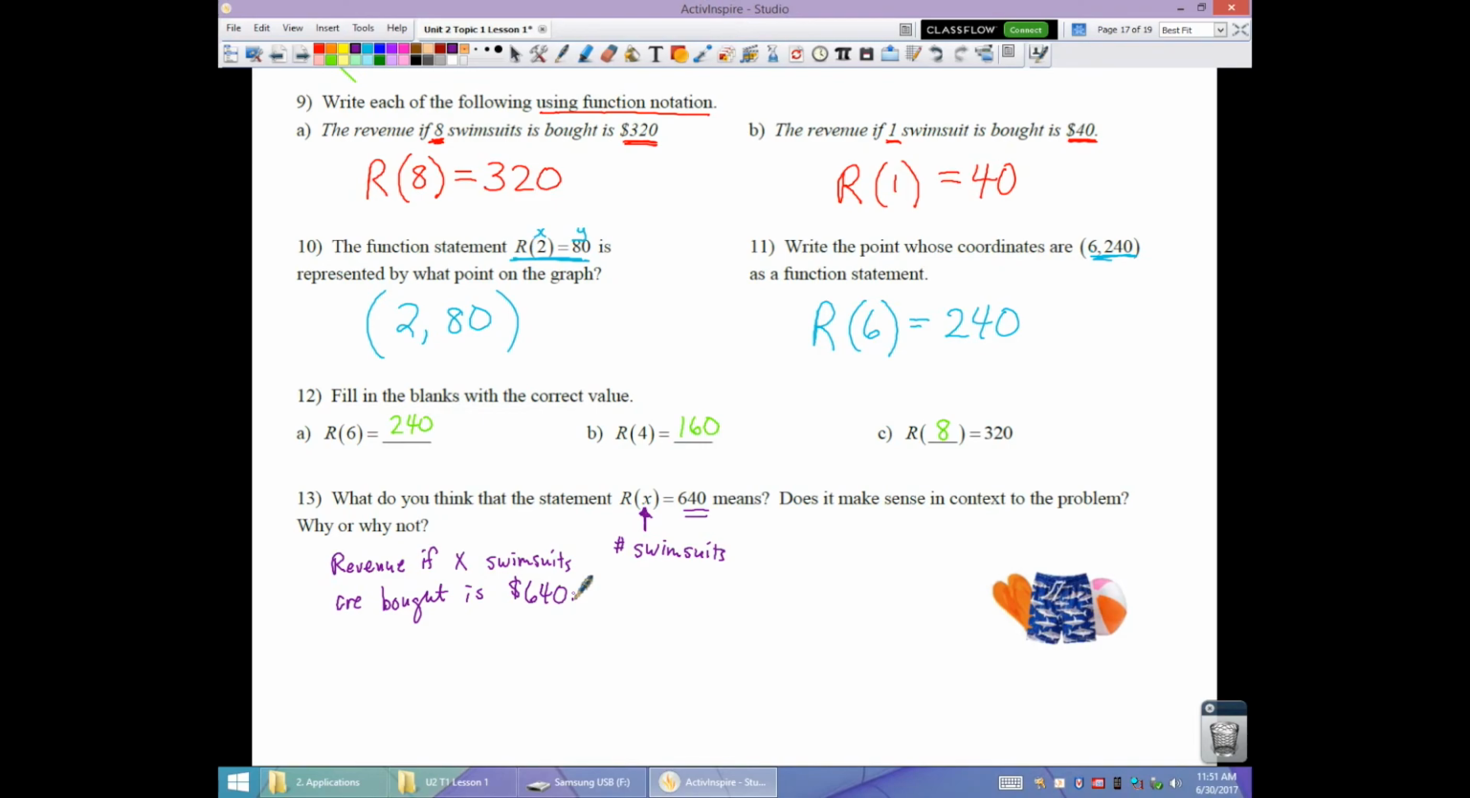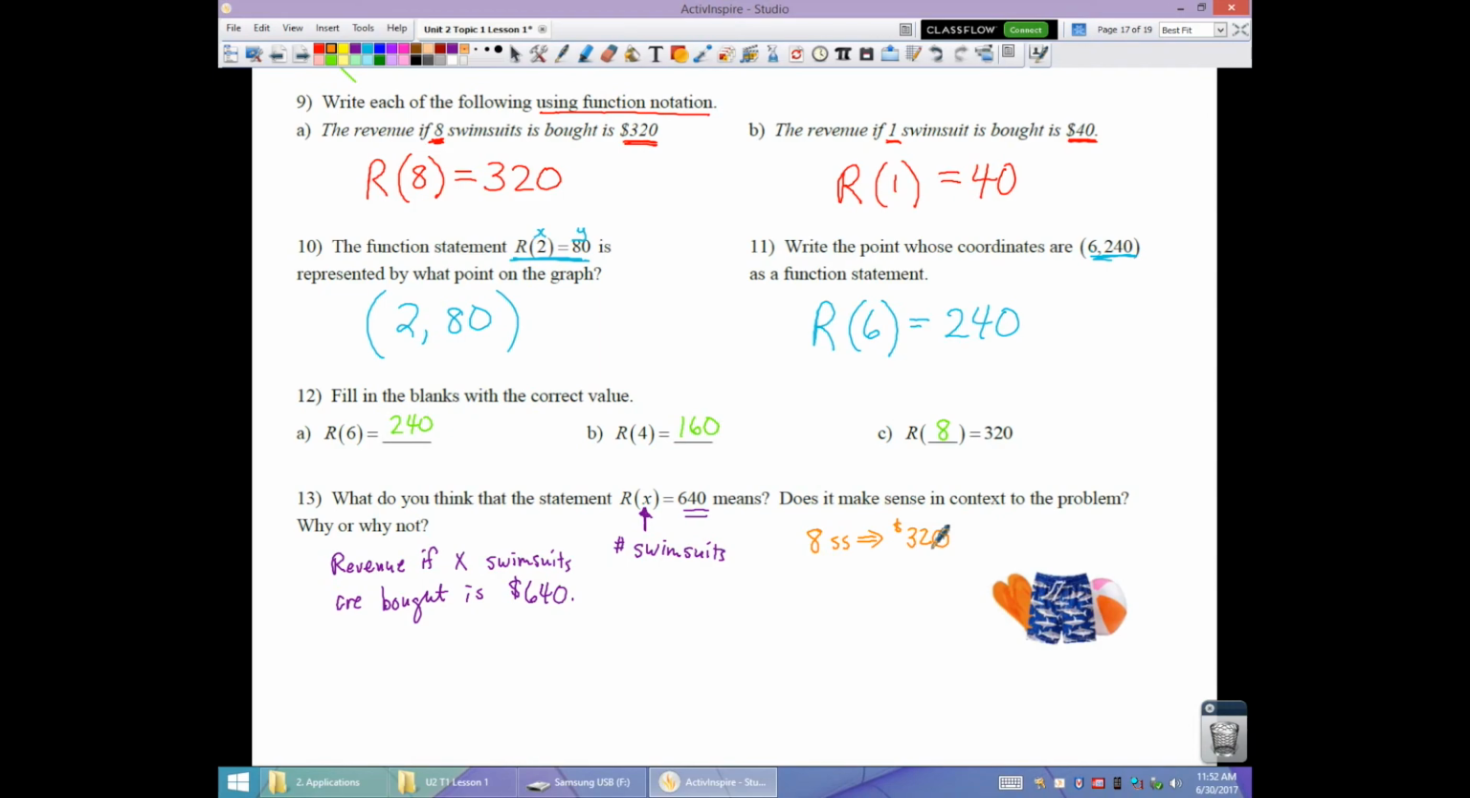So does it make sense in the context of the problem? Well, it kind of does and it kind of doesn't. According to the sign at the beginning of the problem, it said only a maximum of 8 swimsuits may be bought at this price. And we found out in our little table that 8 swimsuits would give us $320 revenue, which means that's the maximum. We can't have a value beyond $320. So in that way, no, this would not make sense.